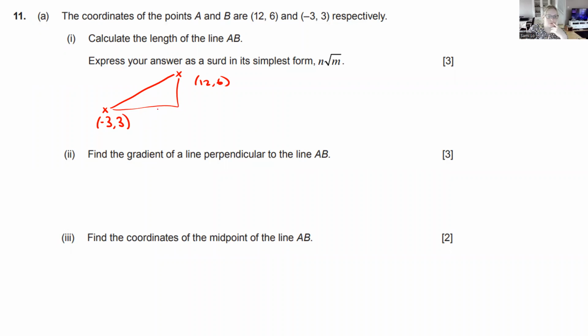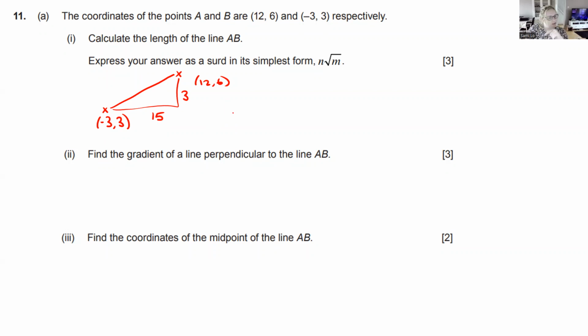So -3 to 12, well, that gives me a distance of 15. My 5 is very weird there. I'm going to rewrite that. Don't want to squish 5. And then from 3 to 6, that's given us 3 along there. Should know now it's Pythagoras.